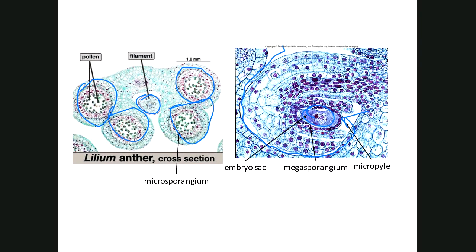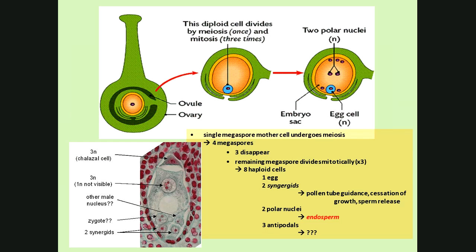See them here. So this may be the zygote here. These are the two synergids. And this is the endosperm, the 3N.